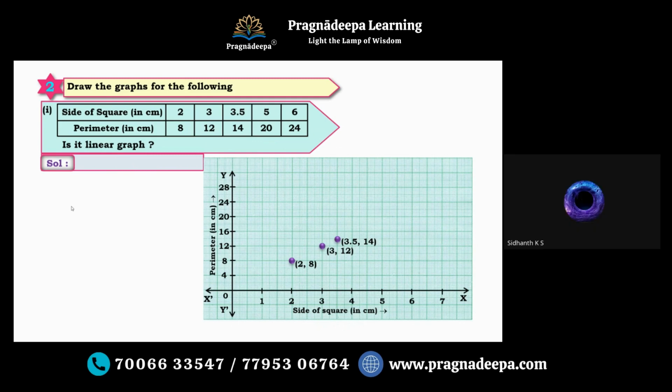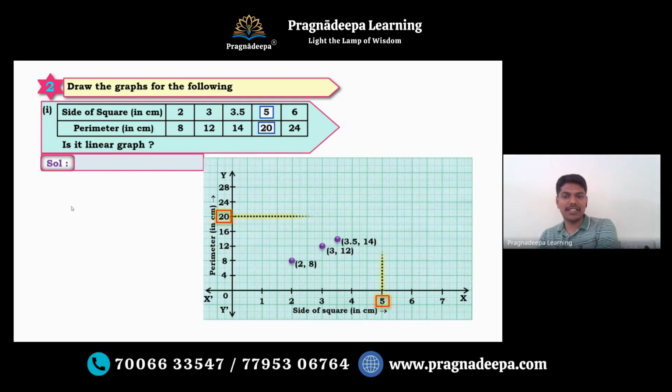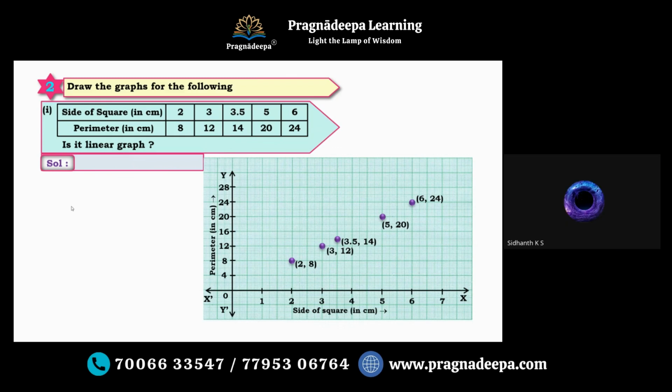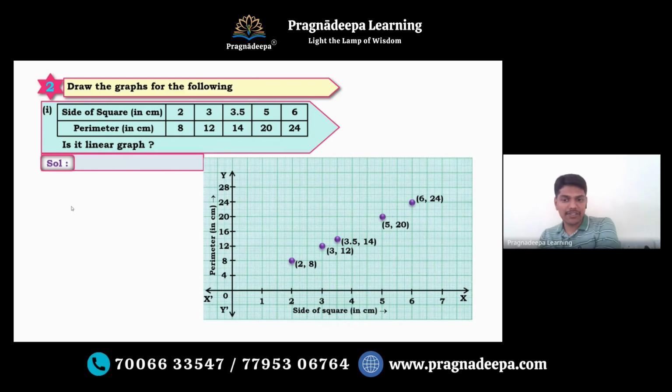Yes, sir. For 5, I have 20. For 6, I have 24, correct? Yes, sir. Now to check whether it is a linear graph or not, just join them.